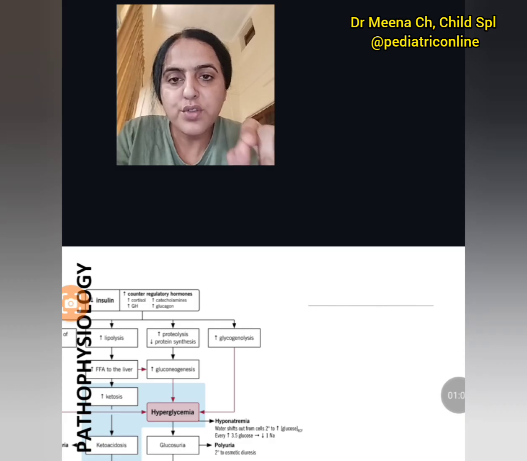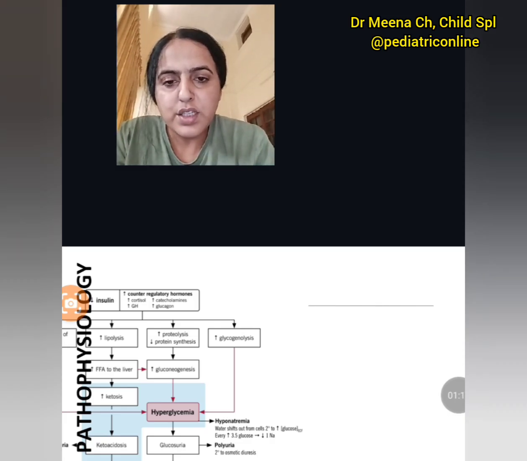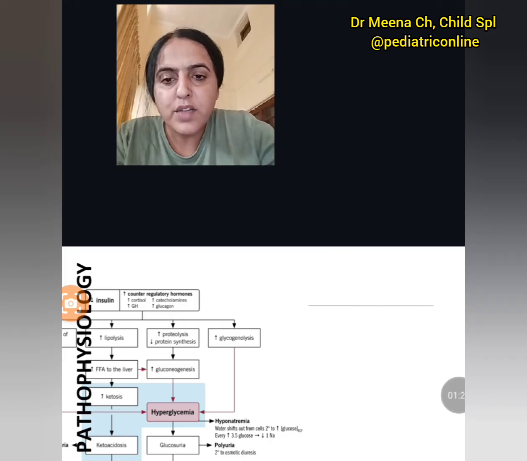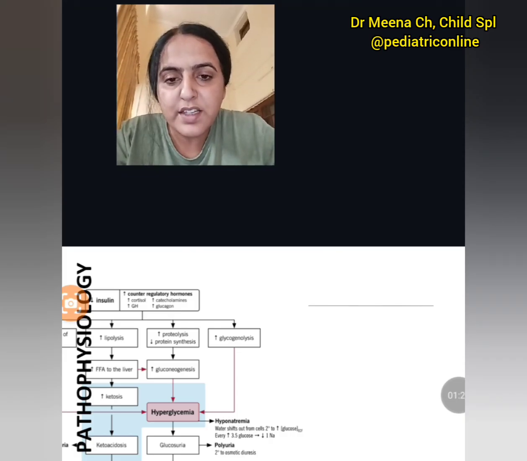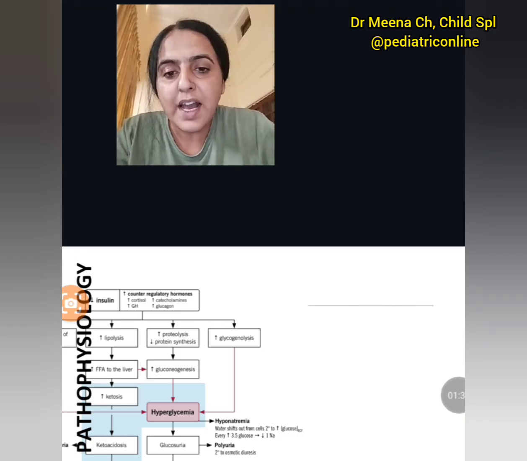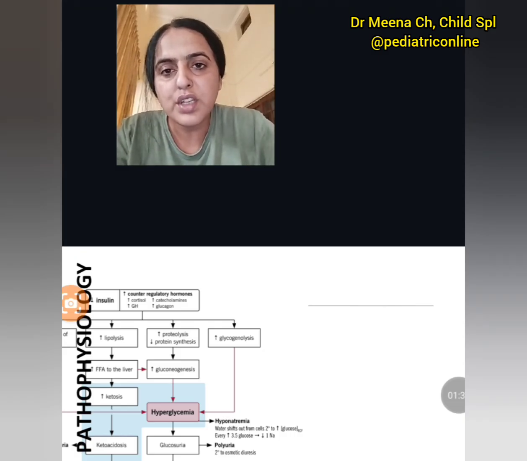Ketoacidosis has hyponatremia also. As we can see, hyponatremia. Why hyponatremia? Because what happens? Hyperglycemia. Because of hyperglycemia, the osmolality is increased, so water shifts out from the cells in response to increased glucose. For every 3.5 gram per deciliter increase in the glucose, there is a fall in sodium by 1 milliequivalent per liter.